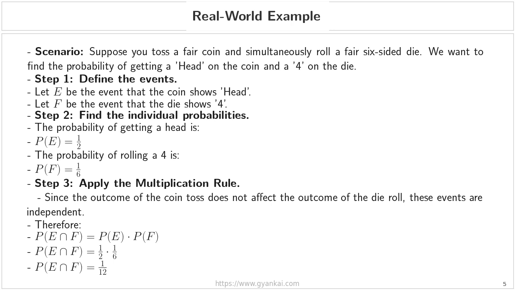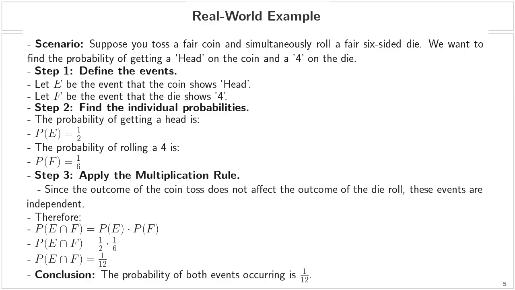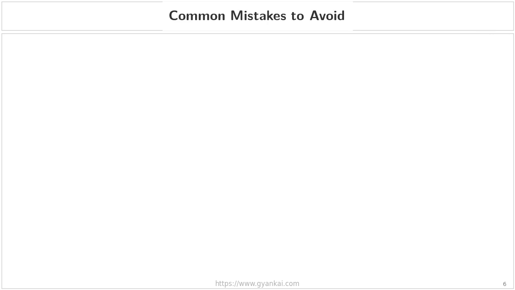When we plug in our numbers, we get the probability of E intersection F equals 1/2 multiplied by 1/6. When you multiply these fractions, you get 1/12. So to conclude, the final probability of both getting a head and rolling a 4 occurring together is exactly 1/12. Now, before we wrap up, let's look at some common pitfalls to avoid so you don't lose marks on exam questions. Common mistakes to avoid.